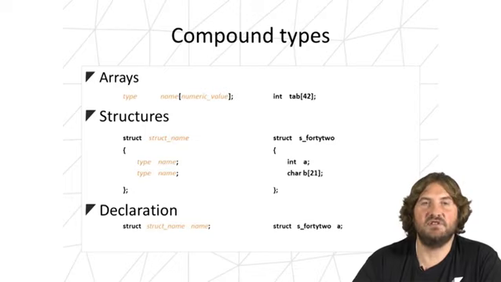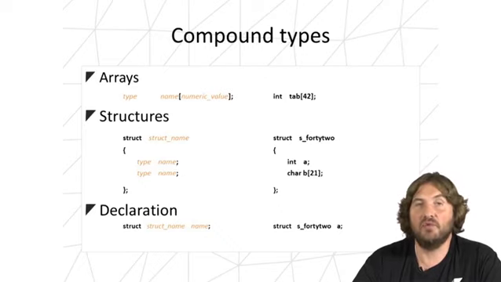In C, we can declare what we call combined types. There are data structures which are made of elementary types, which we saw earlier on. There are a few, but during this boot camp, we'll only use two.